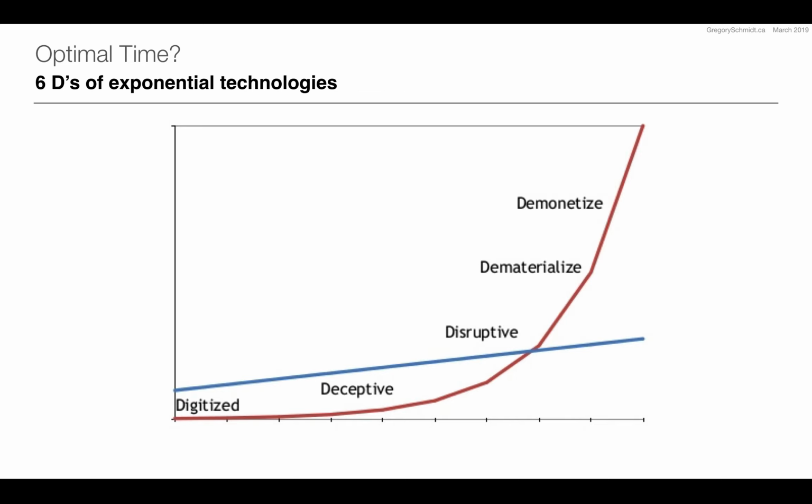And so when we think about the 6 Ds on how a technology first is digitized and then it's deceptive, people don't know it's being used, and then all of a sudden the exponential technology hits the kick of the curve and becomes disruptive. And as it disrupts because it's a digital technology, it disrupts by demonetization as well as through dematerialization because it's able to penetrate on a global level using digital means.